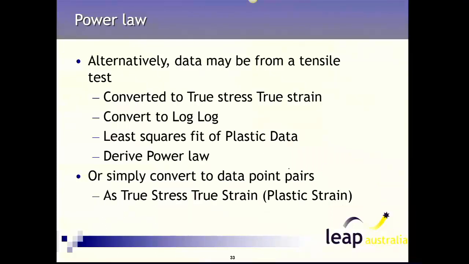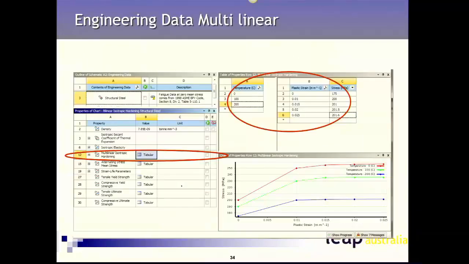Okay, so again, just saying, converting to true stress, true strain for your tensile test data, plot it as log-log, and then just do a least squares fit to sort of filter out the error. Or the simplest way is just convert your data points and then just enter them. So if it's digitized data, you don't need to enter every single data point. You just need to have enough data pairs to capture your curve shape.